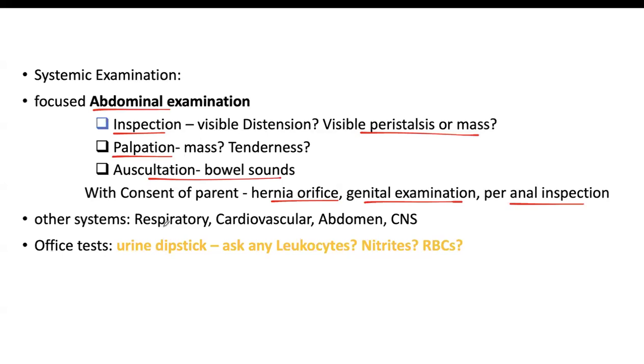And then I would like to finish with all other systemic examinations, including respiratory, cardiovascular, and abdominal examination. And at the end, I would like to do an office test, most importantly a urine dipstick, to look for any leukocytes, nitrites, or any red blood cells. Thank you, examiner. So you see that this is different and it is difficult.